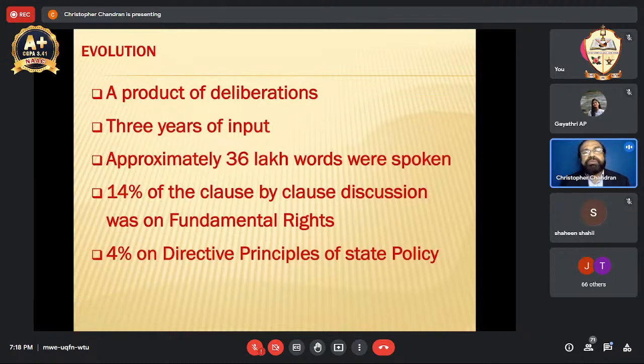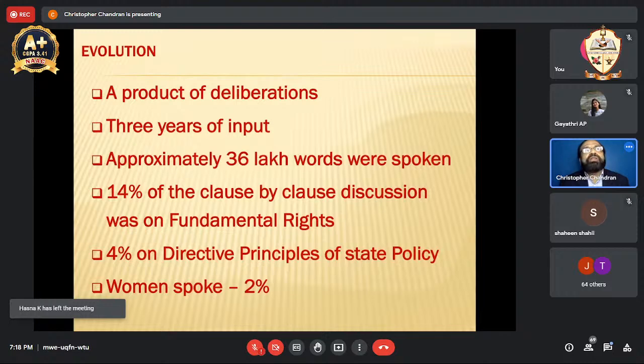4% of the discussion was on the future of India: how the founding fathers would have the vision, or would direct the future state policies. In fact, very sad, but the truth is that the women members spoke only about 2% in the whole thing. This is how I'm giving you the different aspects of how the Constitution evolved.